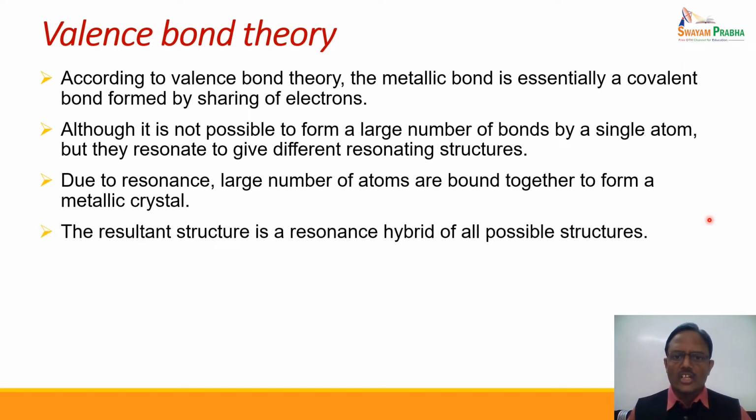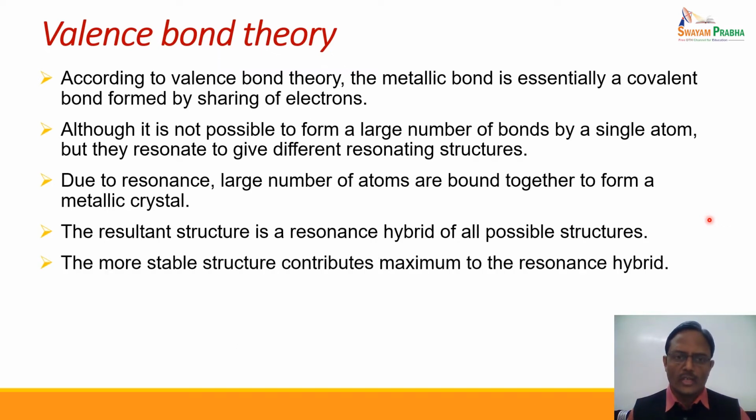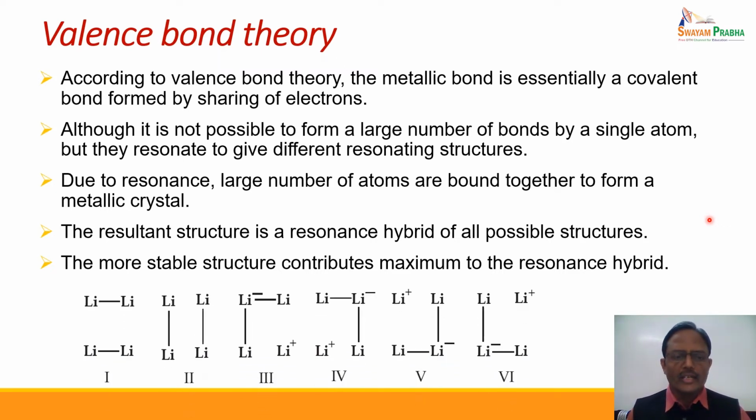The resultant structure is a resonance hybrid of all possible structures according to the theory of resonance. The most stable structure contributes maximum to the resonance hybrid. Let us take an example of lithium metal. Now we know that lithium has only one electron in the valence shell. So each lithium atom can form only one bond with another lithium atom to satisfy its valency. Now if this Li2 molecule is formed, it further cannot form more bonds.